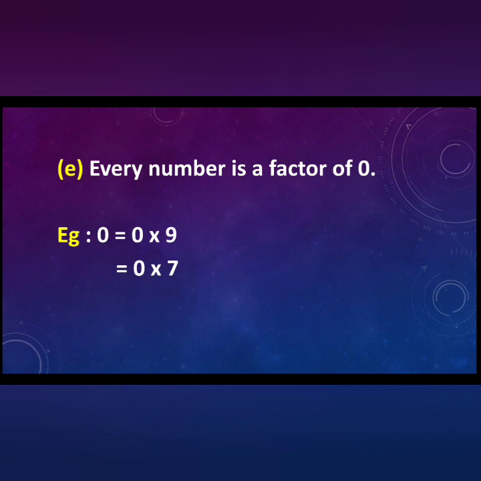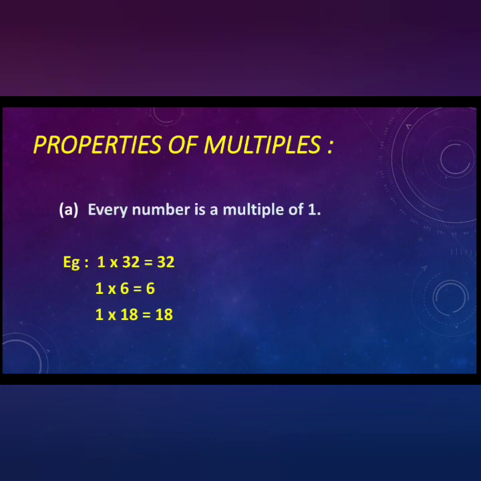Now let us move to the properties of multiples. Now the first property is every number is a multiple of 1. Now see, 1 into 32 equals what? 32. 1 into 6 equals what? 6. 1 into 18 equals what? 18, right? This 32 and this 6 and this 18, they are what? Multiples of 1.